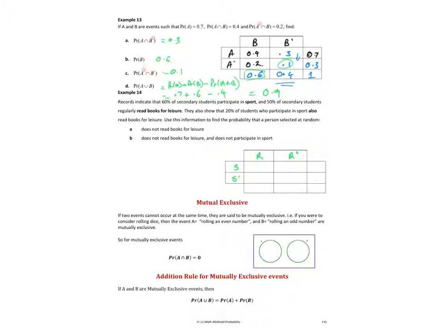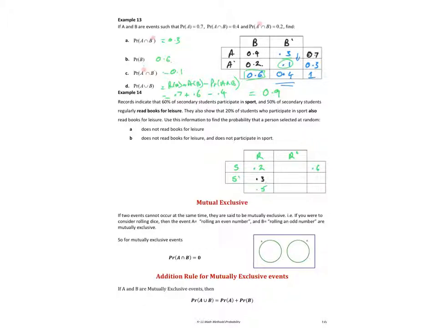And so what have we got? 60% of students participate in sport. So we're going to call that 0.6. 50% of students read books for leisure. So they do read, we'll call that 0.5. And 20% of students do both. So they read books for leisure and also do sport. So then now we can fill in all our other values.